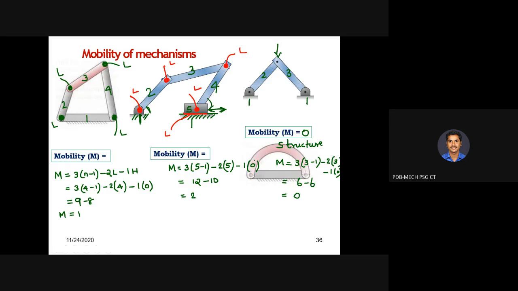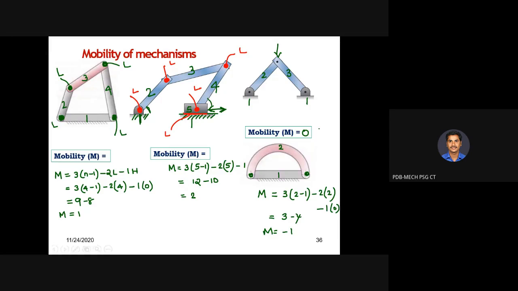Now, if you consider this one, how many links are we having for this example? 2, sir. Yes, link 1 and link 2. Now calculate the mobility for this particular example. Check the mobility or degrees of freedom. 3 into (2 minus 1) minus 2 into lower pairs. How many are there? There is one here, one here. Into higher pairs, there are none, so 0. Then 3 minus 4, how much minus comes? Minus 1.